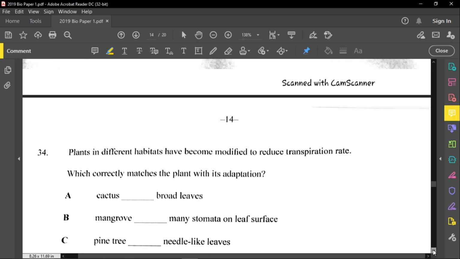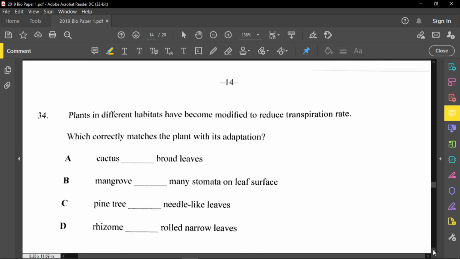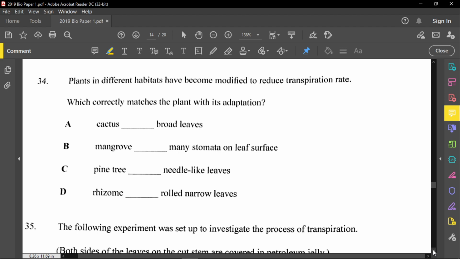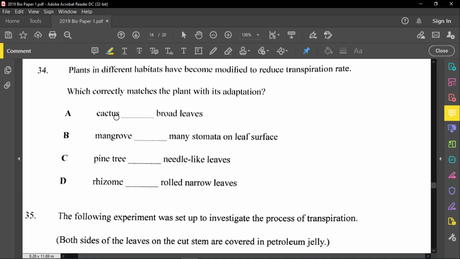Question number 34 said plants in different habitats have become modified to reduce transpiration rate. It said which correctly matches the plant with its adaptation. Okay, so we have a cactus here, and cactus broad leaves is not correct because if you think about a cactus, the leaves are narrow. In fact, they don't really have true leaves.